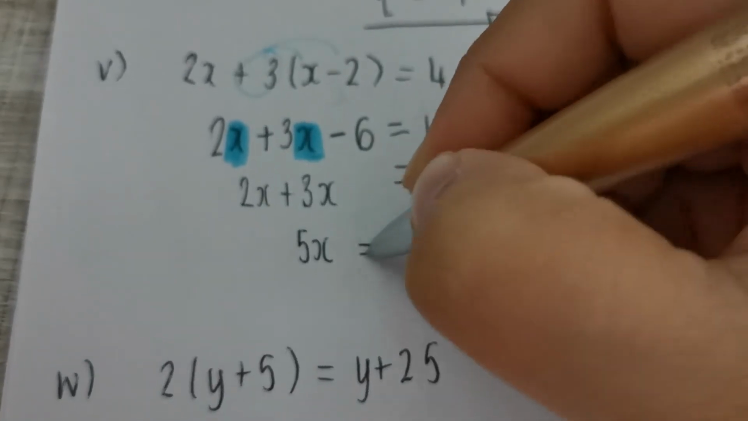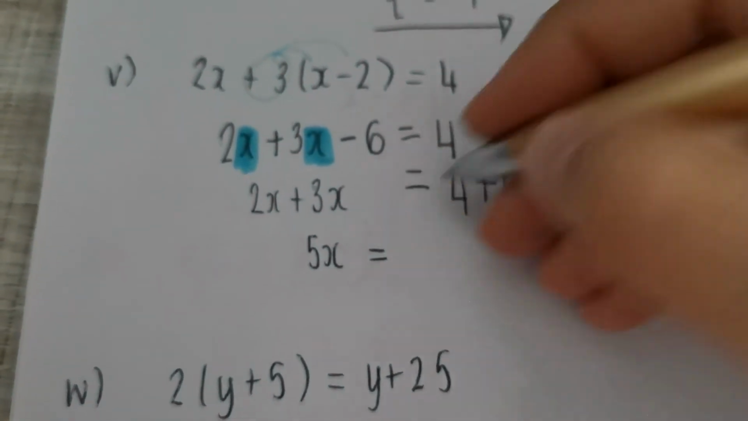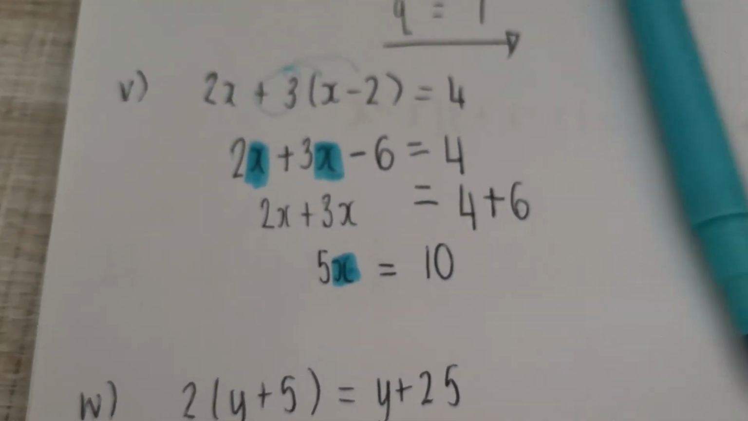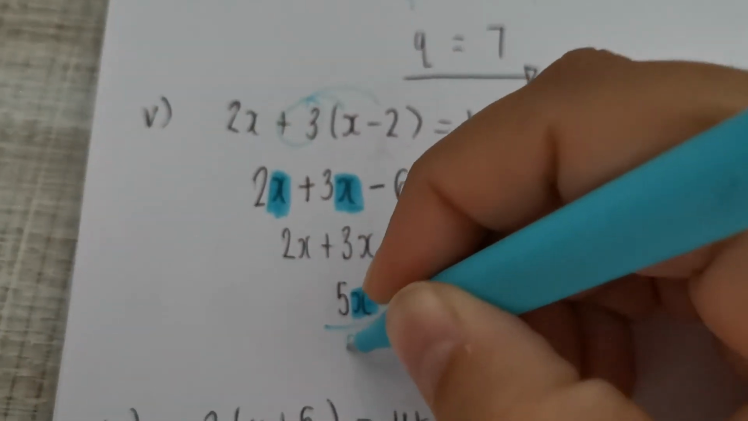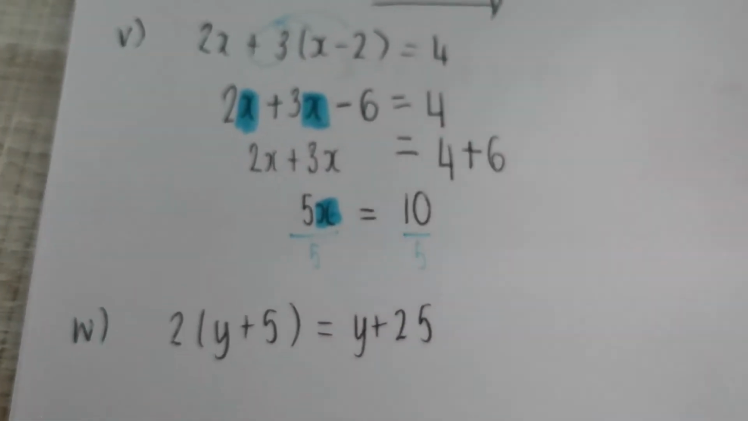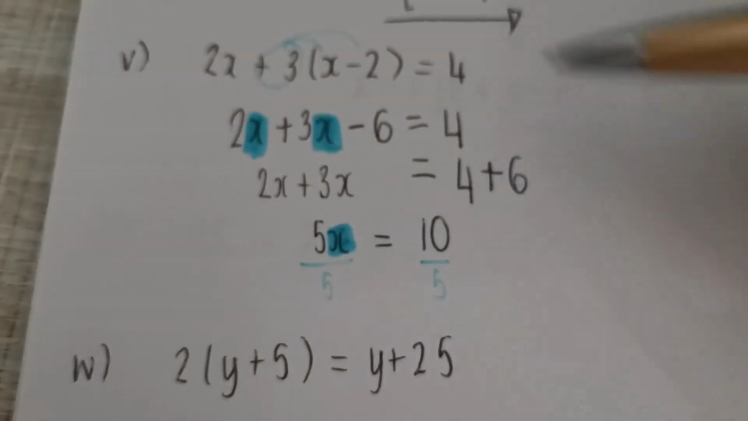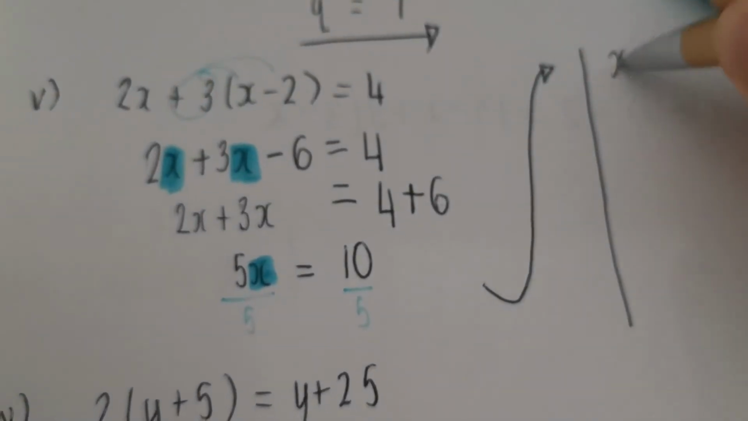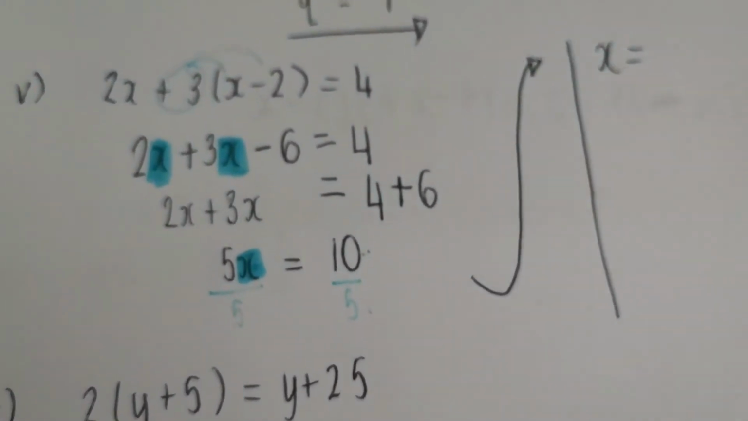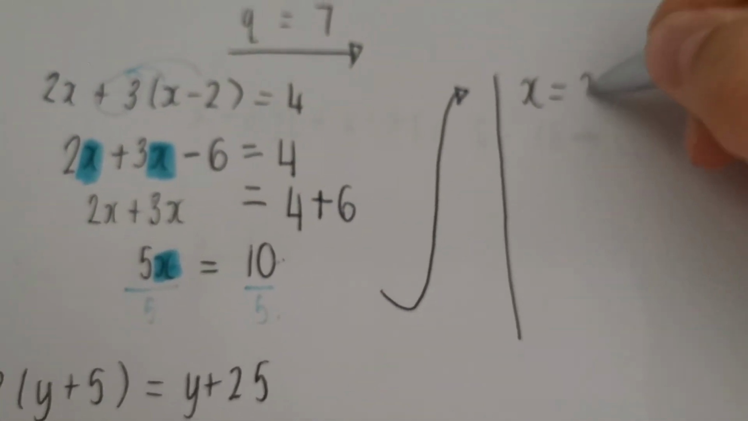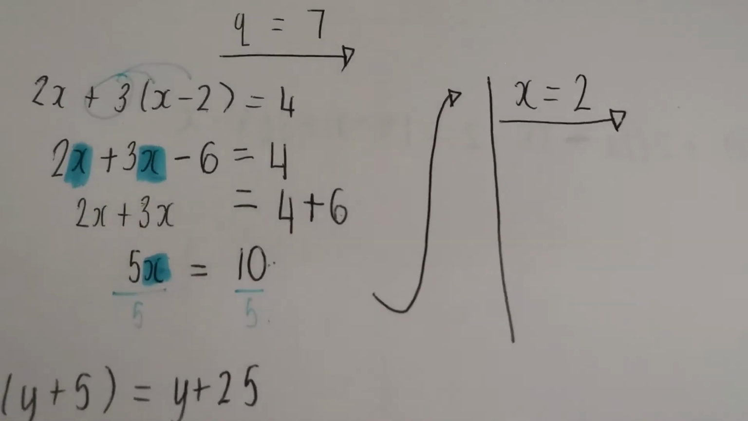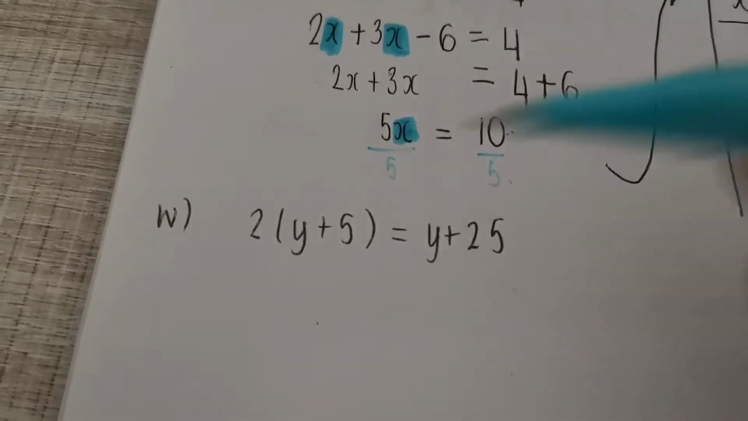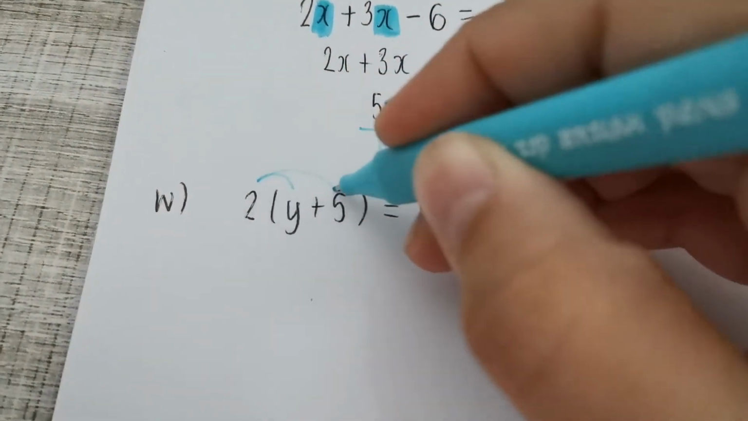2x plus 3x. I'm leaving it on that side. This side I have the 4. I'm bringing the 6 over, so positive 6. 2 plus 3. No squared. 4 plus 6. Okay, that means we are dividing by 5. Dividing by 5, isn't it? Because coefficient. x, 10 divided by 5 is 2.